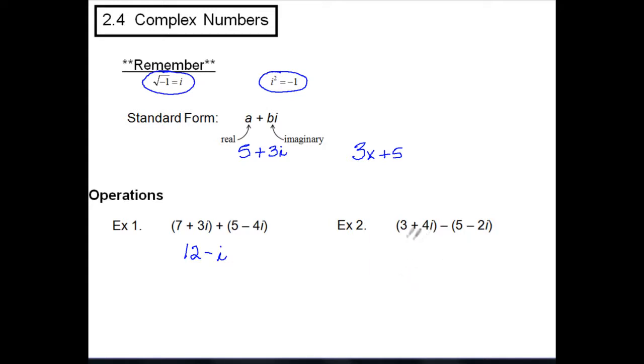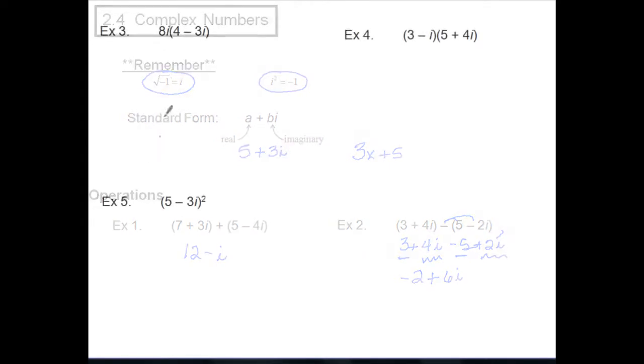So moving along to number 2, we're going to have 3 plus 4i minus 5 minus 2i. Since you're subtracting, you need to distribute the negative sign. 3 plus 4i minus 5 plus 2i. So 3 minus 5 is -2, and then plus 4i plus 2i is plus 6i. Now notice how we're keeping this in standard form, numbers first, imaginary part second.